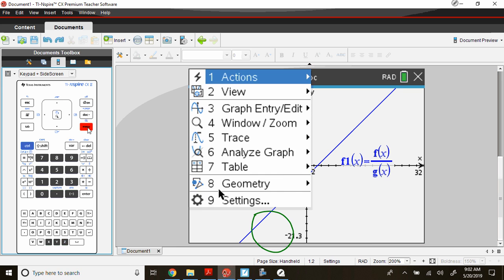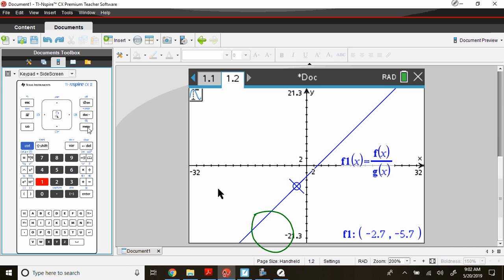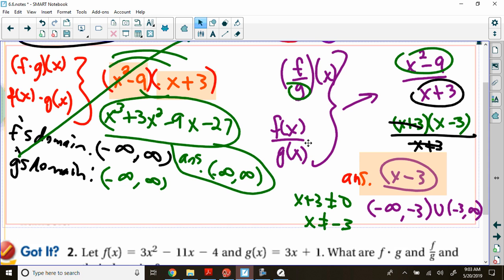So, menu, trace, graph trace. Let's see what happens. Oh, whoa. You see that when x is -3? The function's undefined. But you really don't see that hole. You've got to kind of know the math of everything, and realize that the denominator can't be 0.